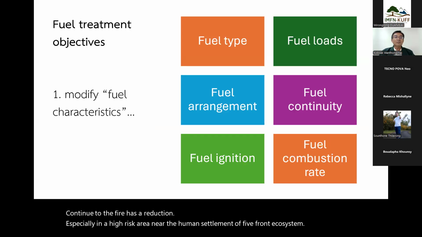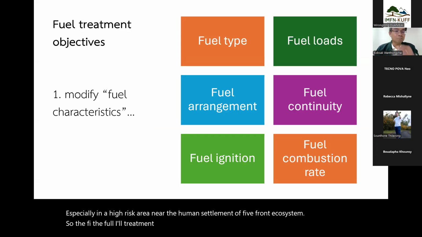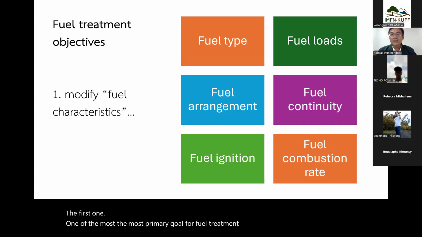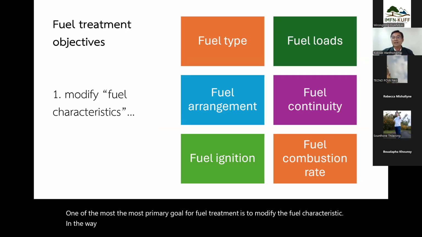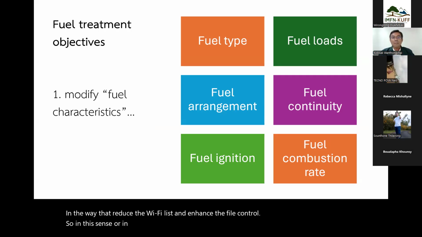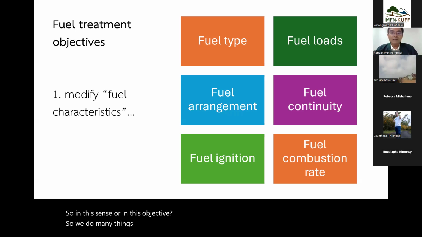So for the fuel treatment objectives, there are two objectives. The first, one of the primary goals of fuel treatment, is to modify the fuel characteristics in a way that reduces the wildfire risk and enhances fire control. So in this objective, we do many things to modify the fuel characteristics.